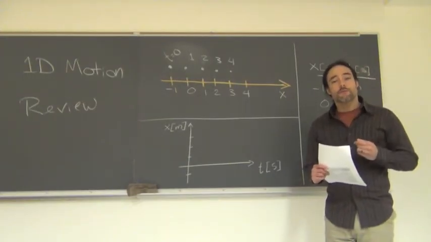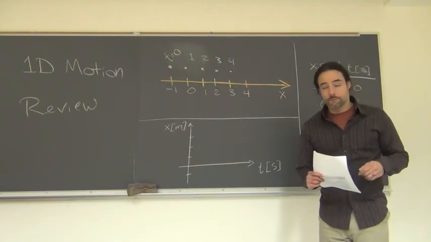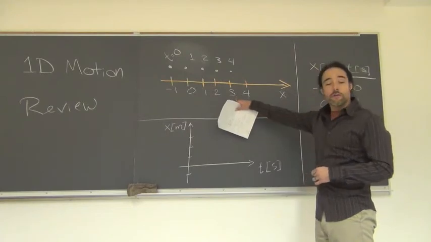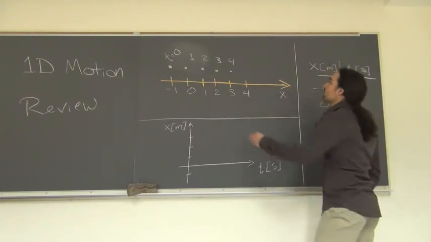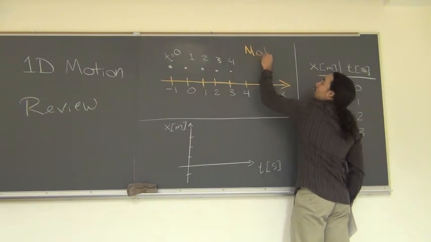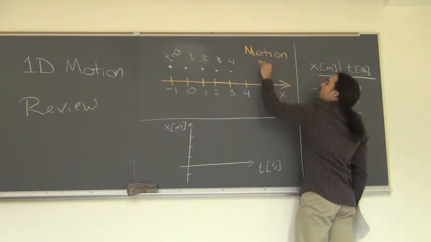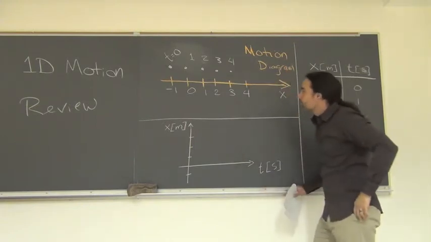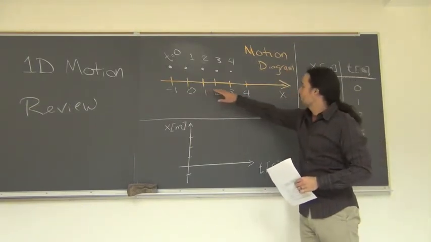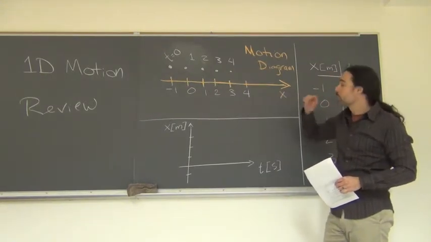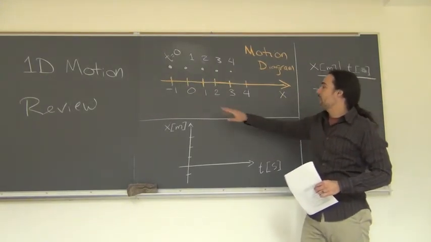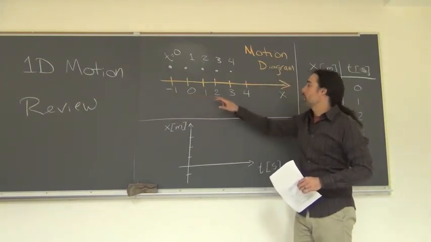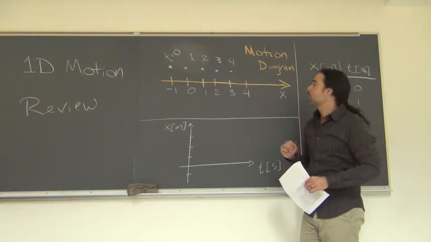Today we're going to start by reviewing motion in one dimension. If we're talking about motion in one dimension, you may recall that we worked with motion diagrams. A motion diagram looks something like this. I have in orange here my x-axis, and along that x-axis I have different points labeled. This is x is -1 meter, this is x is 0 meters, 1 meter, 2 meters, 3 meters, etc.